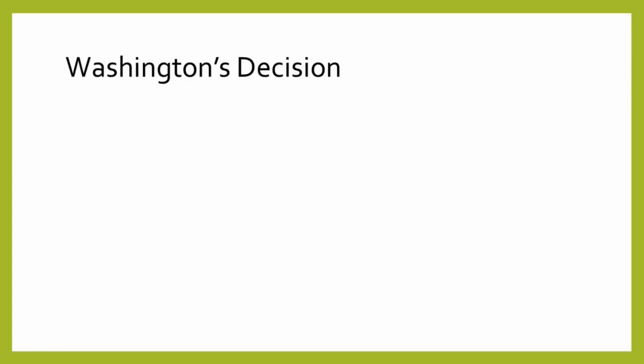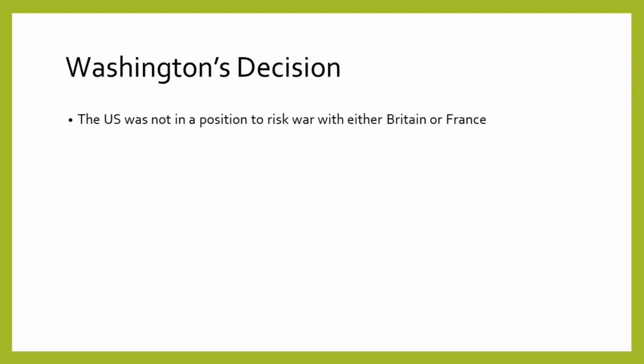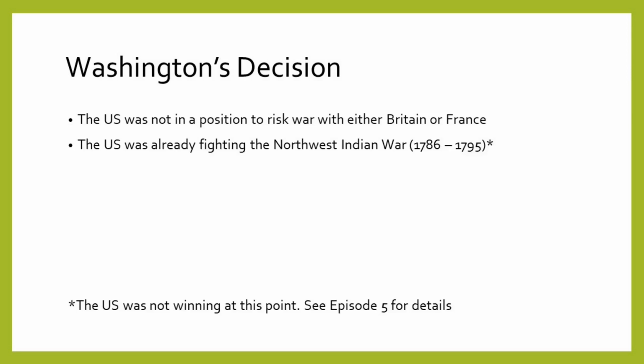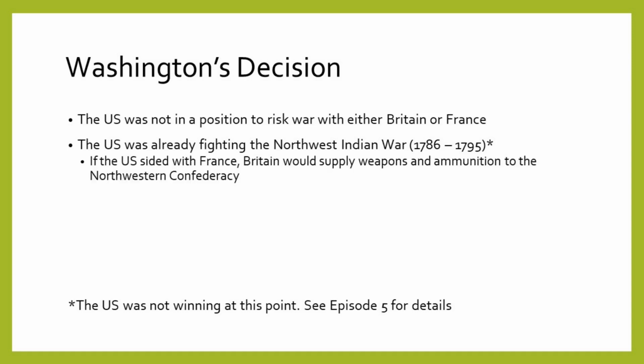To Washington's mind, the United States was not stable enough or powerful enough militarily to really fight a war against either major European power at this time. On top of that, the US was already fighting a war against the Native American Northwestern Confederacy, and there was a concern that if the US supported France, the British would respond by supplying the indigenous people of the Northwest Territory with more weapons and ammunition. With this in mind, Washington opted to formally declare neutrality in 1793.